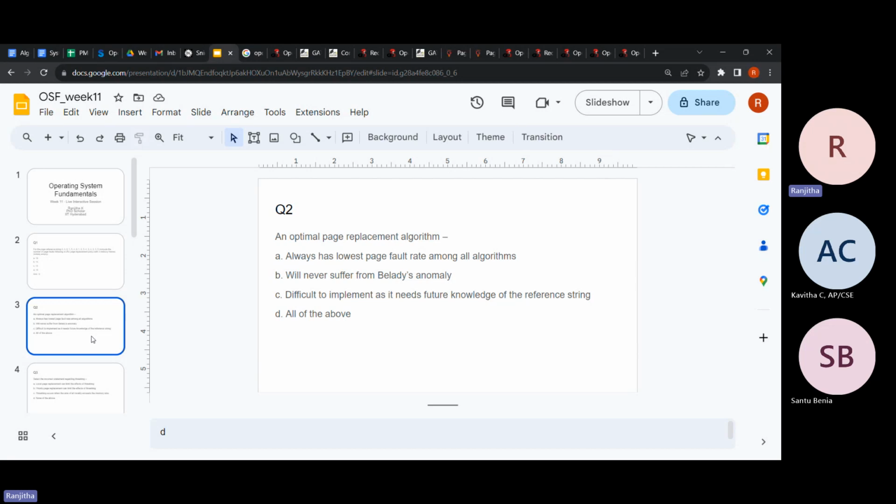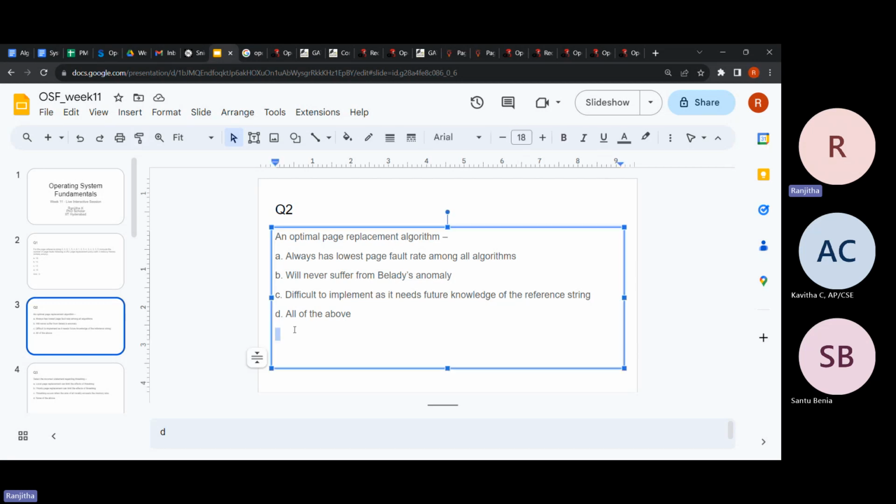So if we replace the page that will not be used in the near future, the number of page faults also will come down. So the optimal page replacement algorithm always has the lowest page fault rate among all algorithms, will never suffer from Belady's anomaly. That is true and is difficult to implement. So here the answer is all of the above. Answer is D.